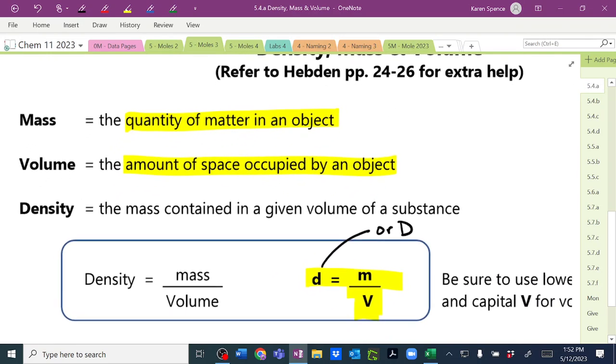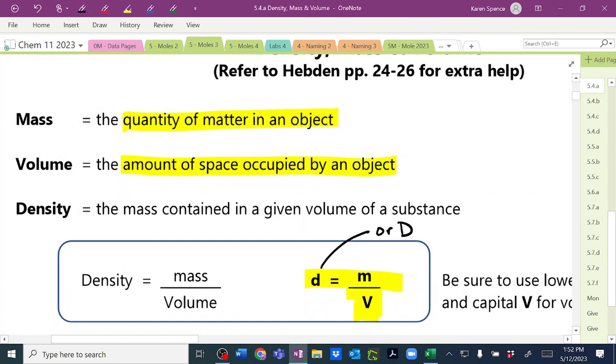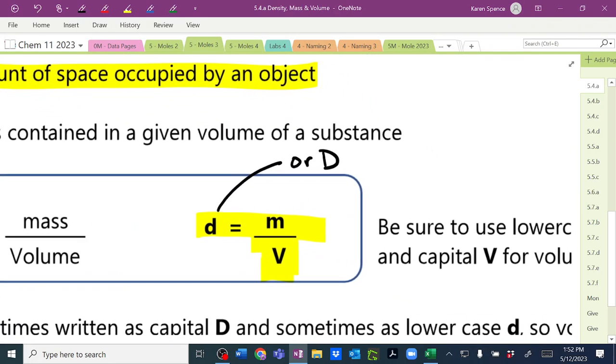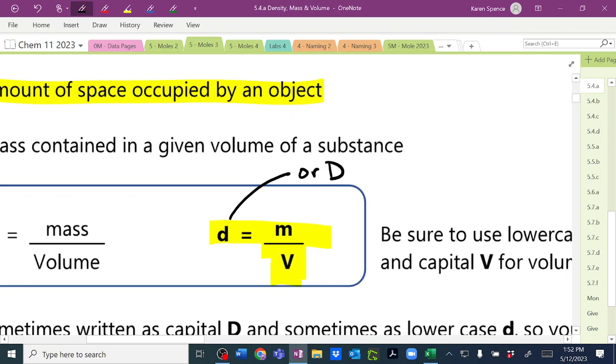Okay, so we are on page 65. I'm hoping that all of you, from grade 8, 9, 10, know what density is. It is the mass divided by the volume, okay? And the formula, you can either use a lowercase d or an uppercase D, it doesn't matter. The m has to be a little m for mass, and the v has to be a big V, okay? Little m, big V.